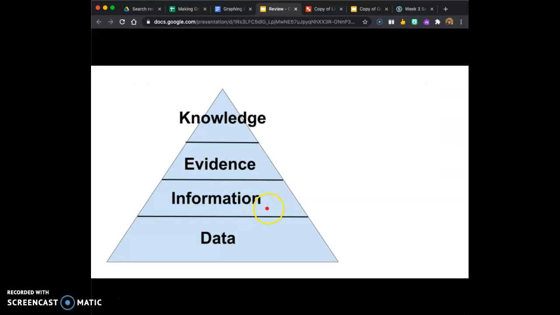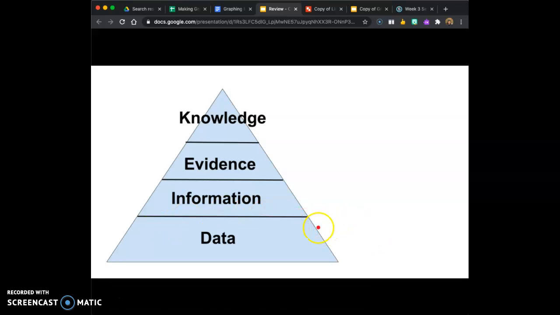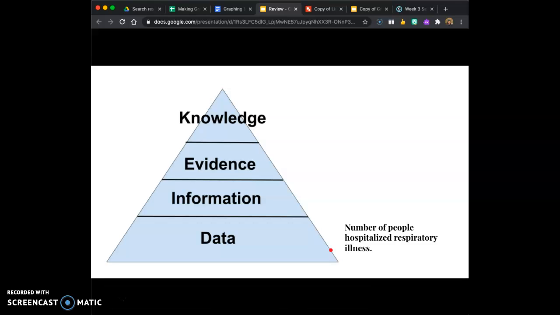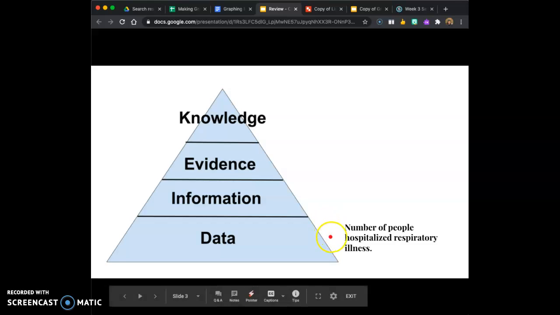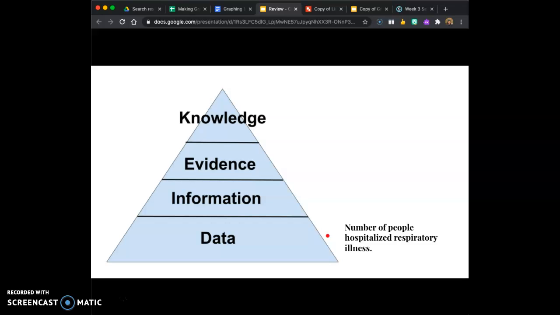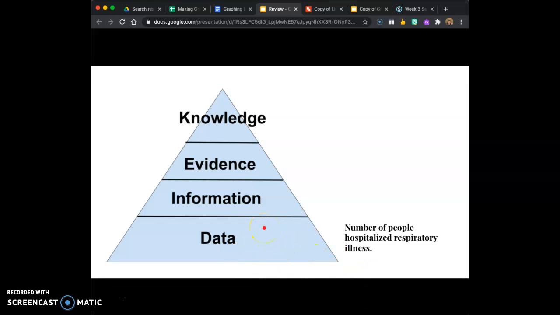So let's look at this knowledge pyramid. We're going to use a specific situation that we're all familiar with and apply it to this knowledge pyramid. Some time ago, people started realizing, oh gosh, St. Cloud Hospital has a lot of people hospitalized for a respiratory illness. At this point, we just have a number of people suffering from a similar respiratory illness. It's just data. There's no more information, no more connections. It's just numbers.